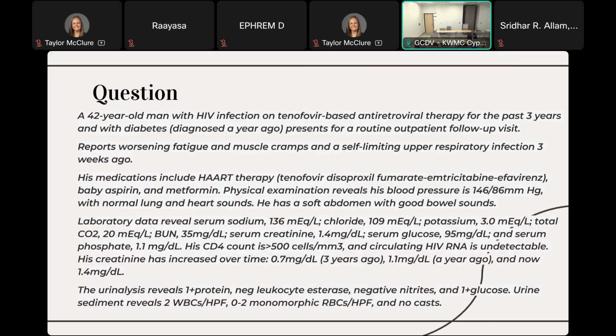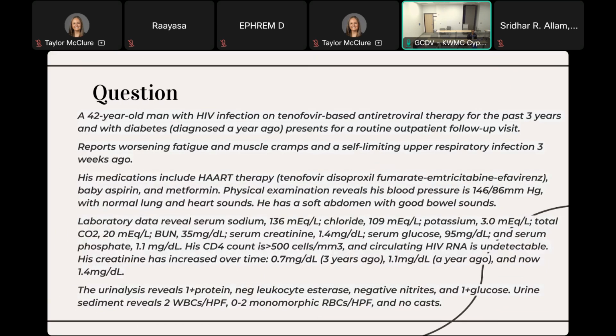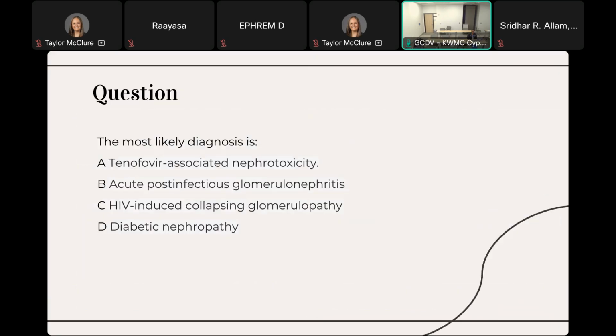So tenofovir should be TAF, not TDF. If there's a question that tells you which one of the two to choose, TAF is what you will choose. Going back to our patient, this patient is showing signs of Fanconi syndrome. He has glycosuria with a normal glucose level, hypokalemia, and hypophosphatemia, likely because of phosphaturia, with a bland sediment and just 1+ protein. This is more than likely tenofovir-associated nephrotoxicity.